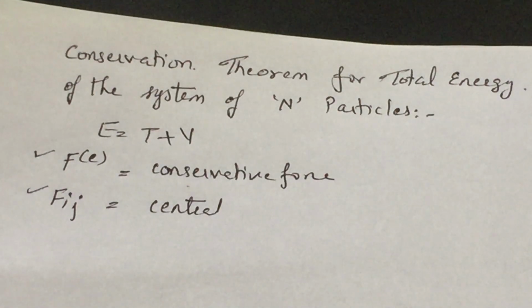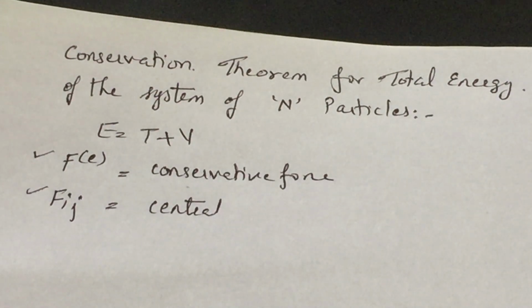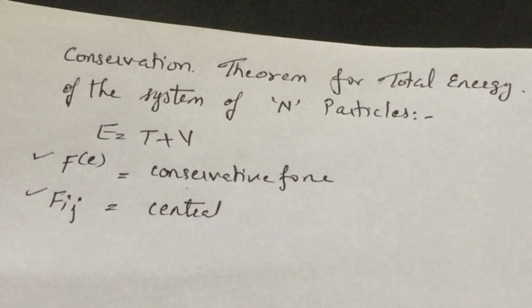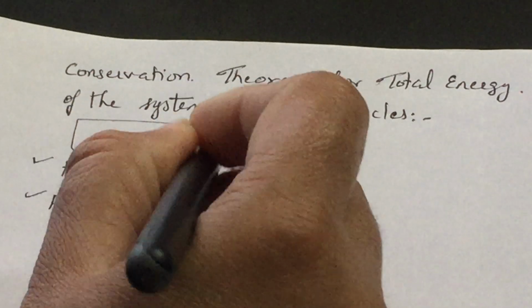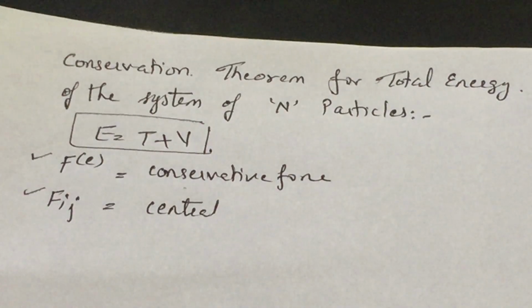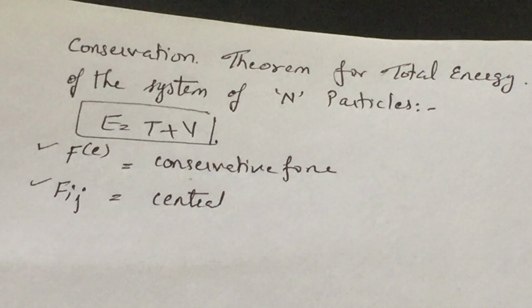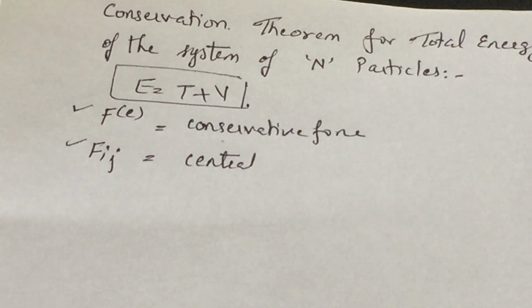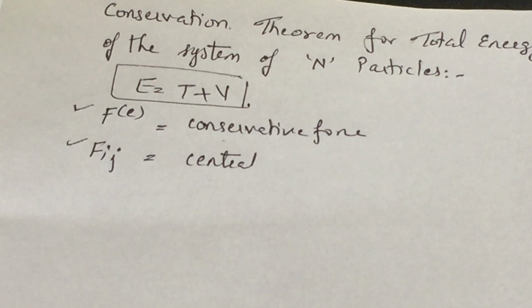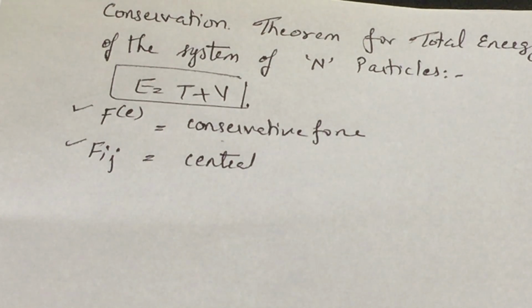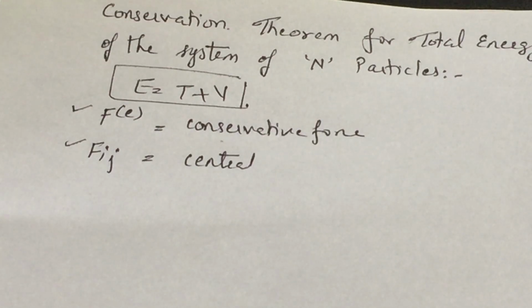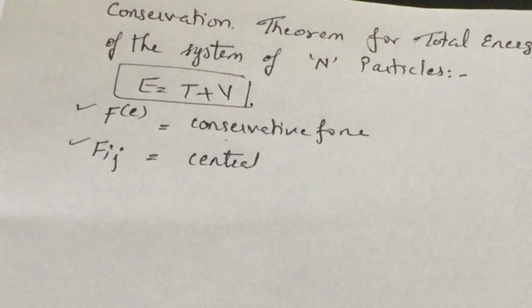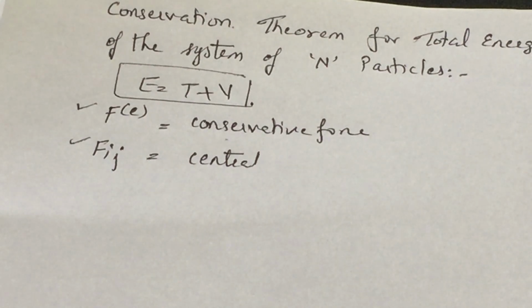Only when the external forces are conservative in nature and the internal forces are central forces does the total energy of the system remain constant. Now we will discuss how kinetic energy and potential energy contribute to the total energy, and how these two energies make the total energy constant under these two conditions: conservative external forces and central internal forces.